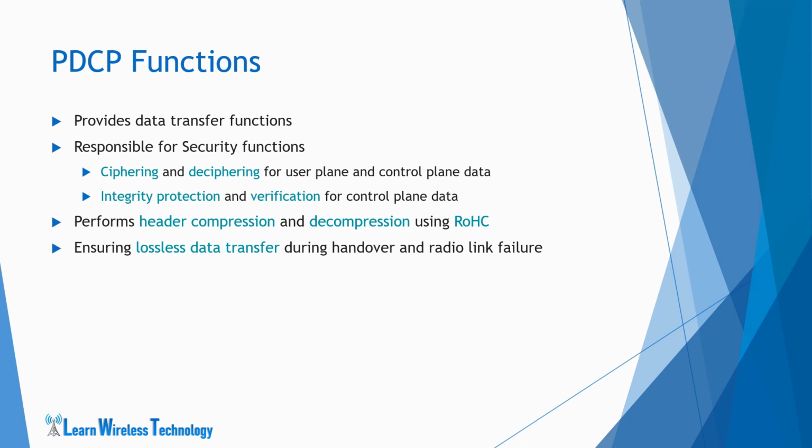PDCP is also responsible for ensuring lossless data transfer during handover and radio link failure. It maintains the PDCP sequence number and offers services such as in-sequence delivery of upper layer PDUs and duplicate detection of lower layer SDUs when the re-establishment of lower layers takes place after handovers and radio link failures.